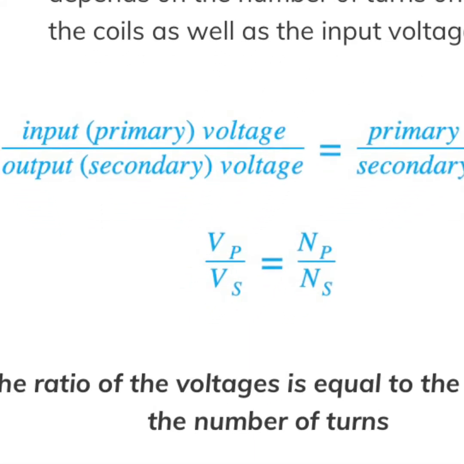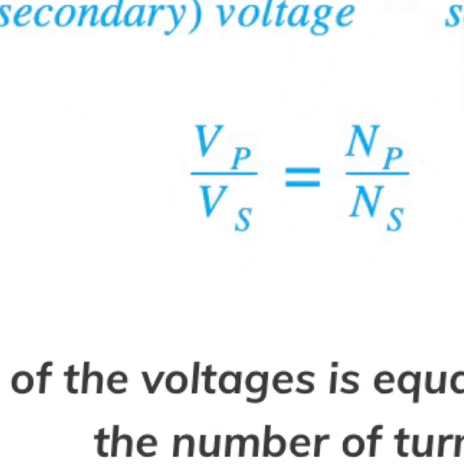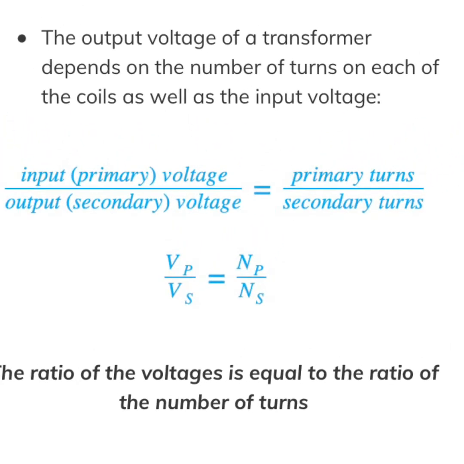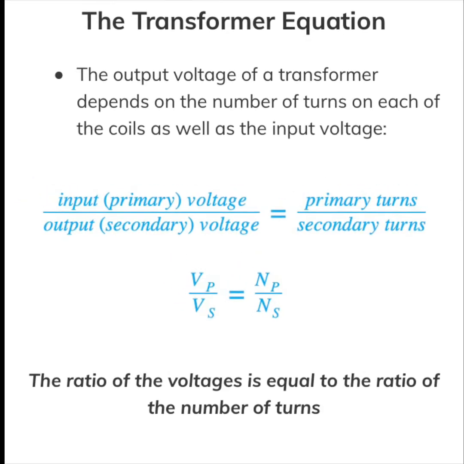The transformer equation states that VP divided by VS equals NP divided by NS. VP is the input voltage or the primary voltage. VS is the output or secondary voltage. NP is the primary turns. NS is the secondary turns.